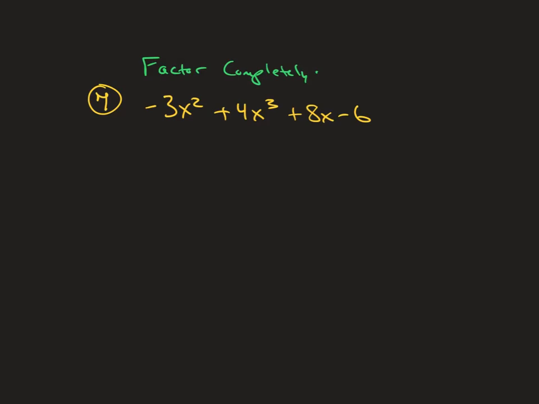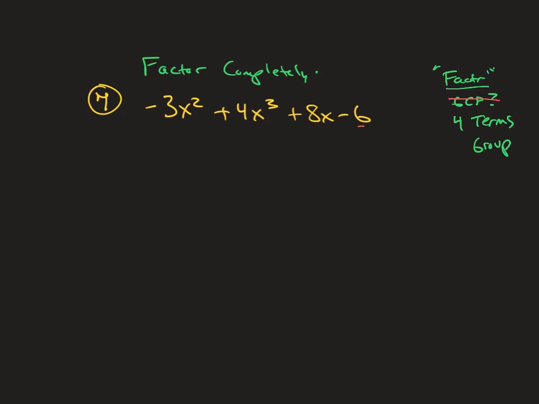Number 7, factor completely. Negative 3x squared plus 4x cubed plus 8x minus 6. Can almost take x out of everything, but there's no x on that last term, so we can't take x out. Next, look at what kind of polynomial it is, if it's binomial, if it's trinomial, if it has 4 terms. This one has 4 terms, so we're going to group.